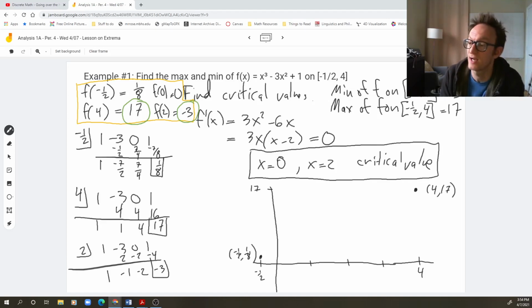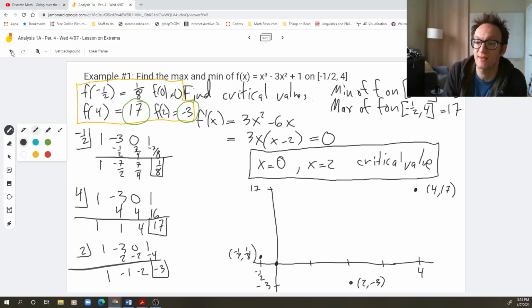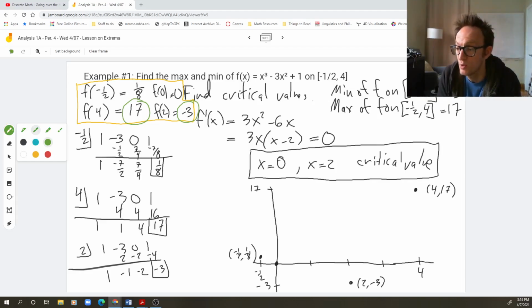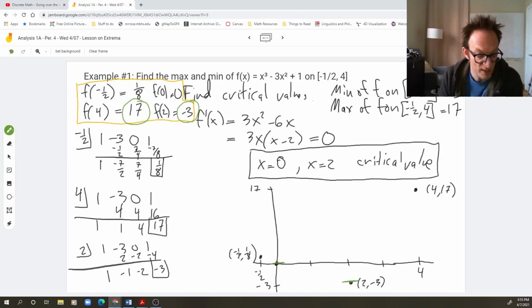What else is there to consider? Well, f of 0. What is f of 0? It's 0. And what is f of 2? It's -3. So down here I have -3. This is 2, -3. Okay, so I can probably just put together what this function actually looks like. What do I know at 0 and at 2? Well, at 0 there's a horizontal tangent. And at 2 there's a horizontal tangent.